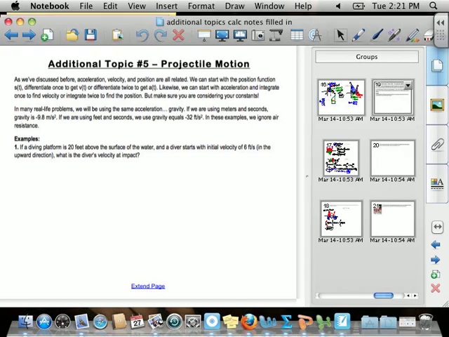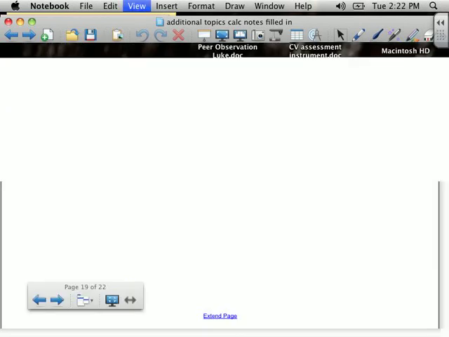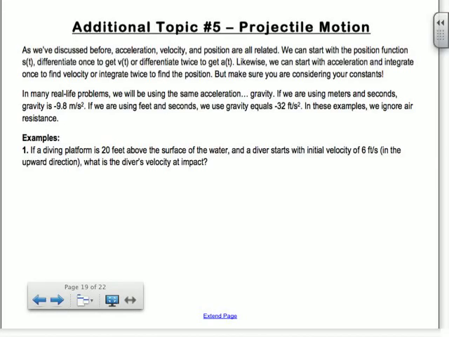All right, so we're doing additional topic number 5, projectile motion. So this should be a pretty easy section for us because we've discussed acceleration, velocity, position many times before. Basically, you can start with the position function, differentiate to get v of t, differentiate again to get a of t. Likewise, you can integrate from acceleration to get velocity, from velocity to get position.